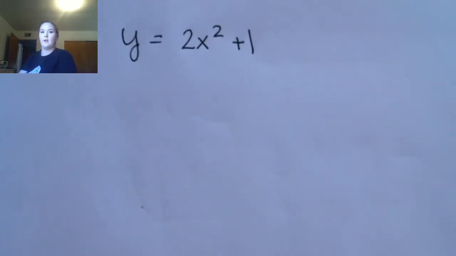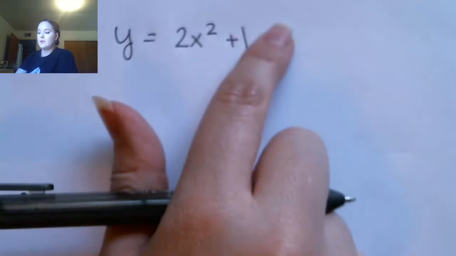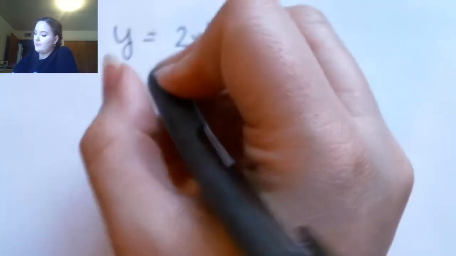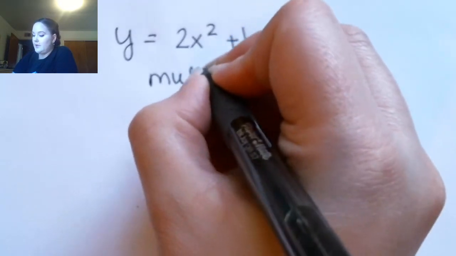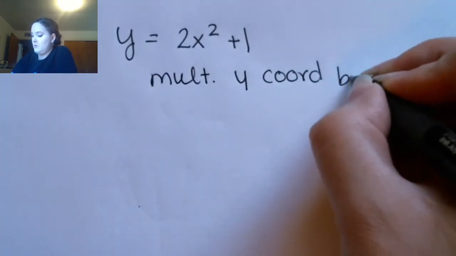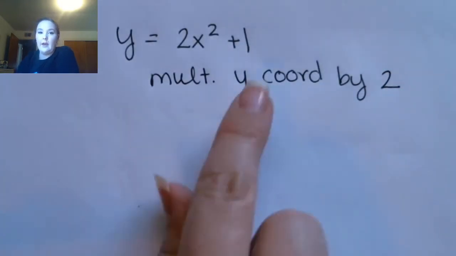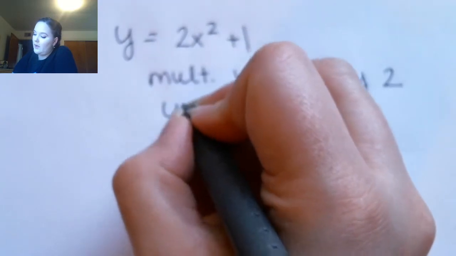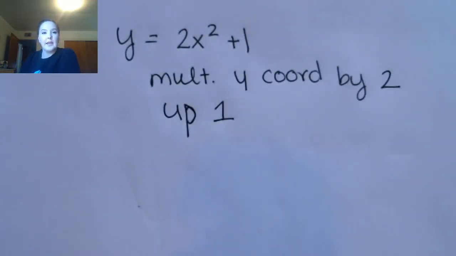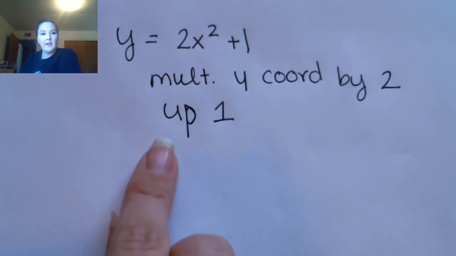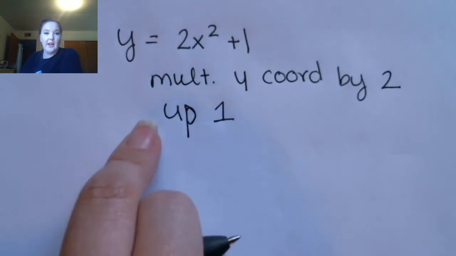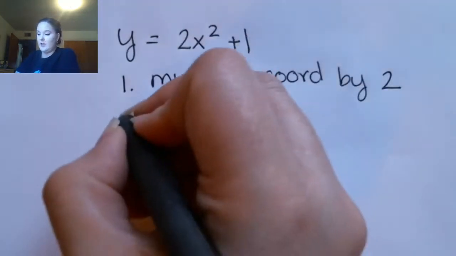Okay, all right. So the 2 transformations that we see here are the multiply, so this is going to multiply the y coordinates by 2. And then we know that the plus 1 is going to move it up 1. It is important what order you do these in, and you do them in order of operation. Times first and then add. So this one goes first and this one goes second.